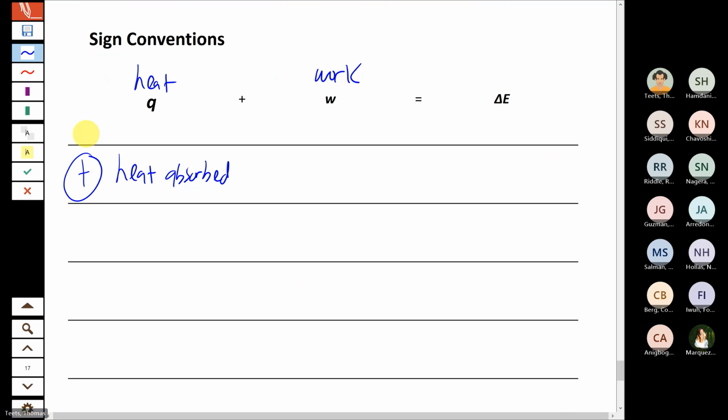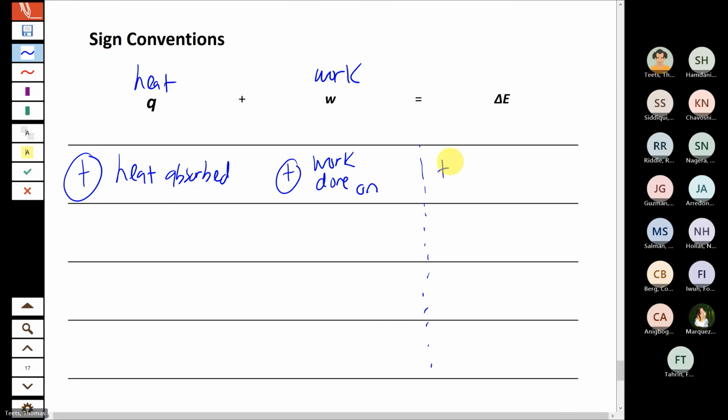Work is going to be positive if work is done on the system. So if I define this bag here as the system, if I'm lifting it, I'm doing work on it, then the work would be positive from the standpoint of the system. Okay. So work being done on something is a positive term. So if Q and W are both positive, then of course delta E has to be positive. That means the internal energy of the system increases.